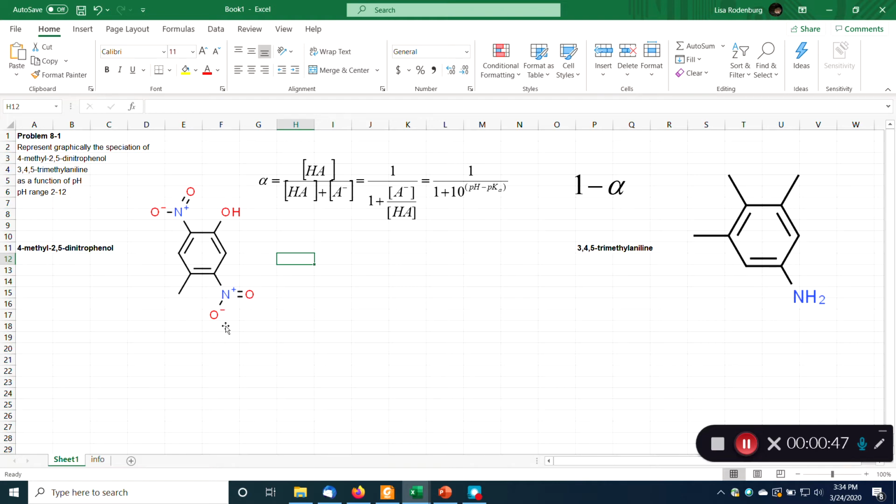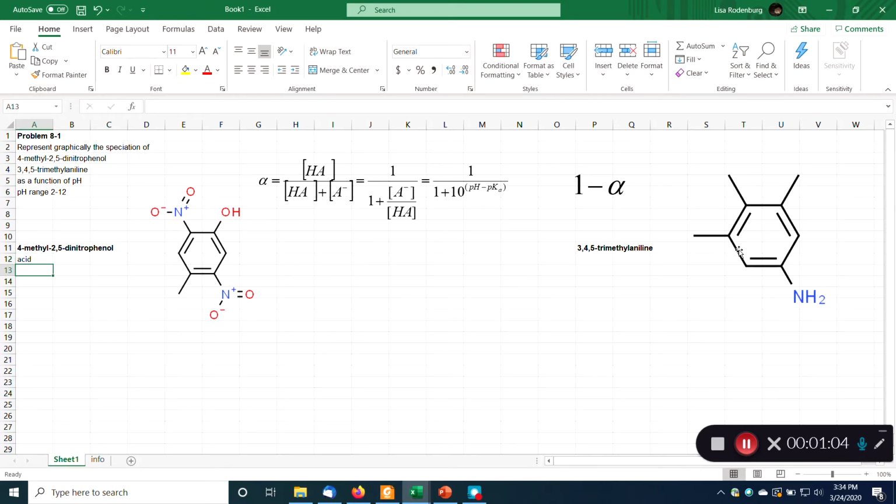4-methyl-2,5-dinitrophenol. Here's the chemical structure. The exchangeable proton is right here. This is the one that can be lost, so it's a phenol, right? Can you lose this proton? This is the only proton on this molecule that can be lost. So this is an acid, right?